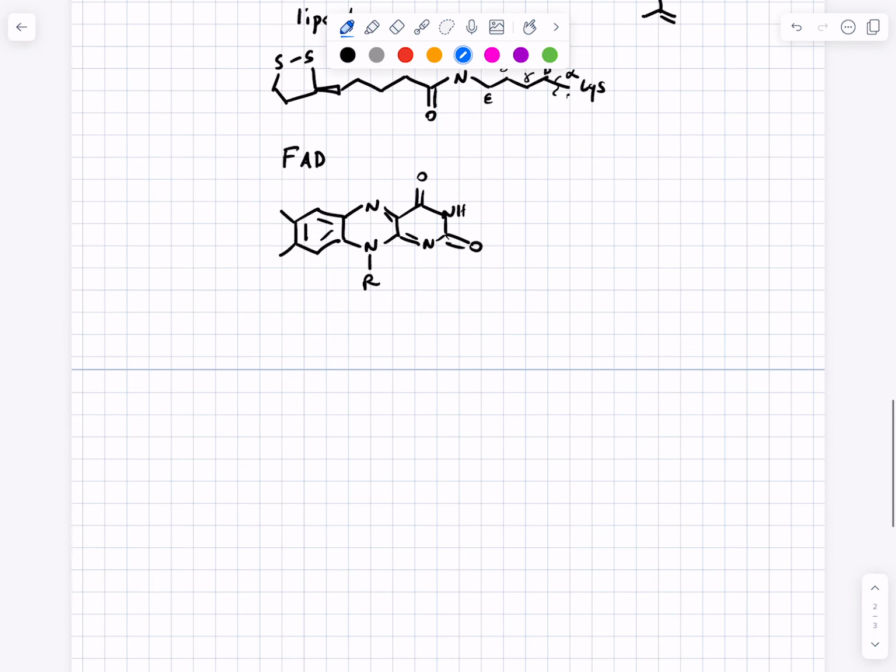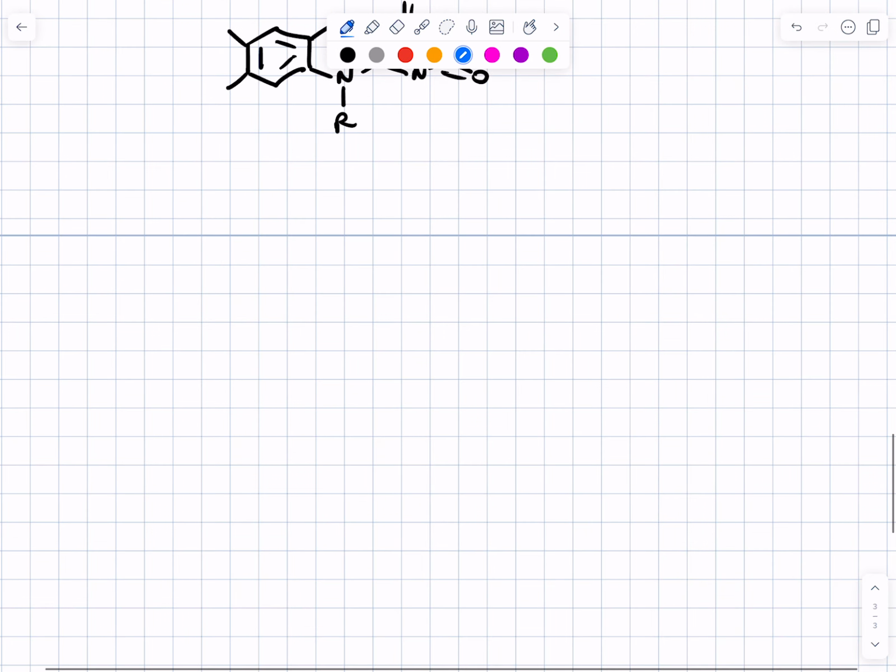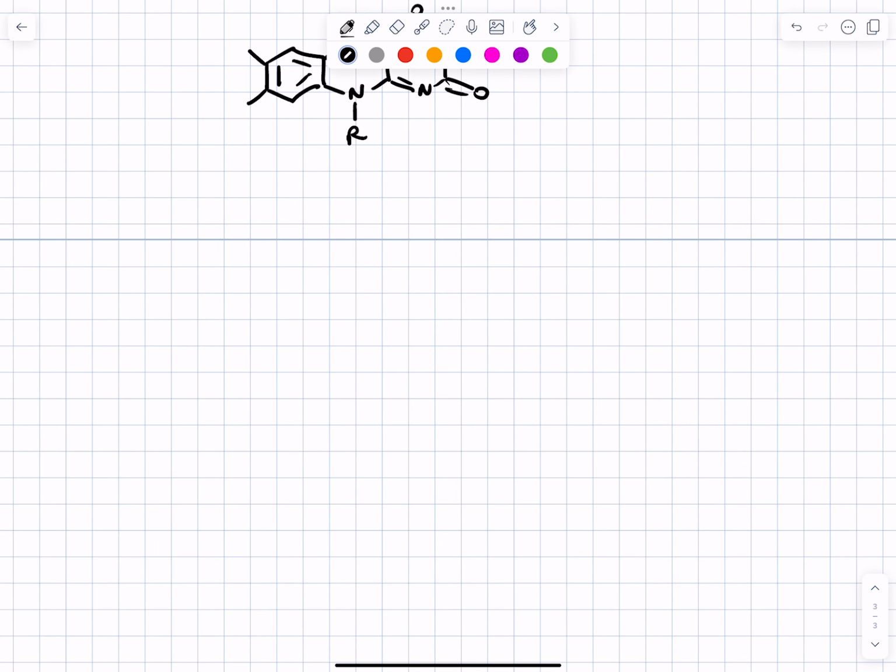That's where the thiamine cofactor comes in. So let's go through the mechanism in detail. The first step in the pyruvate dehydrogenase complex is what I'm going to call the oxidative decarboxylation of pyruvate.